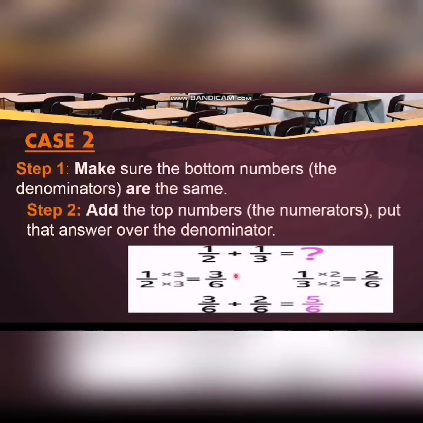Now we multiply 2 by 3 to get 6. The new fraction we get is 3 by 6. And we multiply the denominator 3 by 2 to get 6, and the numerator 1 by 2, so we get a new fraction 2 by 6. Now we add these two new fractions instead of the previous fractions. We get 5 by 6. This is how we solve two fractions if their denominators are not the same.